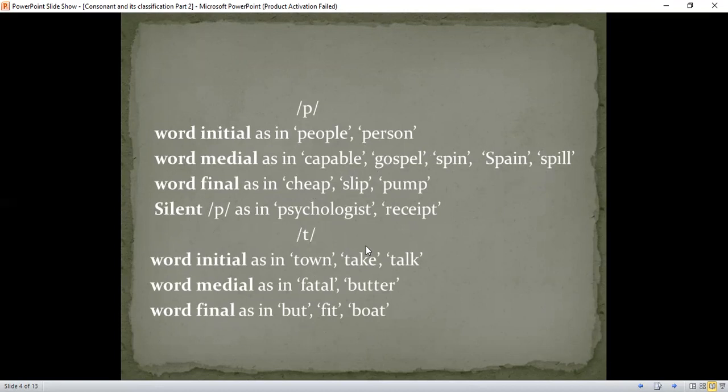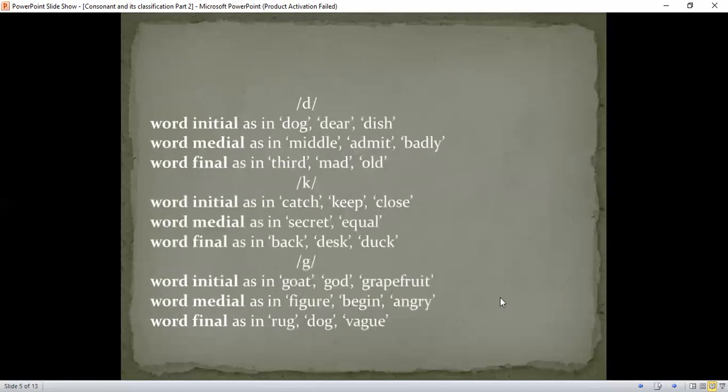Here are some examples of the t sound. Word initial as in town, take, talk. Word medial as in fatal, butter. Word final as in but, fit, boat. Next is the d sound. Word initial as in dog, deer, dish. Word medial as in middle, admit, badly. Word final as in third, mad, old.